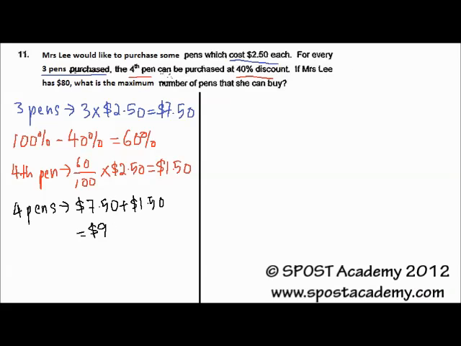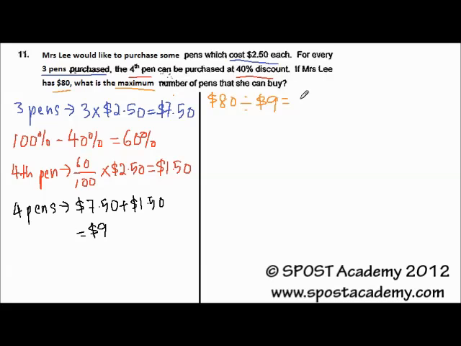If Mrs. Lee has $80, what is the maximum number of pens that she can buy? So in order to find the maximum number, we would actually use $80 divided by $9. Now, if you were to buy something, you will actually buy in terms of a package such that you can enjoy the discount, and that's why we will actually divide by $9, which means that Mrs. Lee is going to buy in sets of 4 pens in order to enjoy the discount.